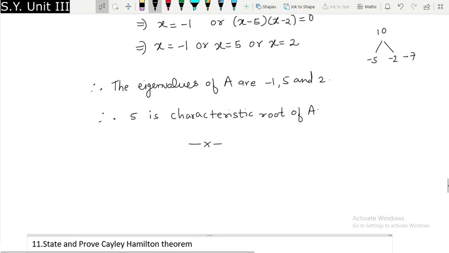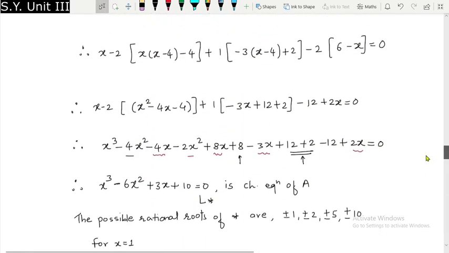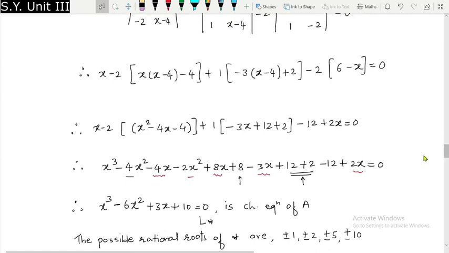Now, as we have already studied what a characteristic equation is, let me give one example. In the last class, we found the characteristic equation of one matrix, and this was the characteristic equation: x cube minus 6x square plus 3x plus 10 is equal to 0. What Cayley said is that whatever this characteristic equation is, that equation satisfies matrix A. So remember, every square matrix satisfies its own characteristic equation.